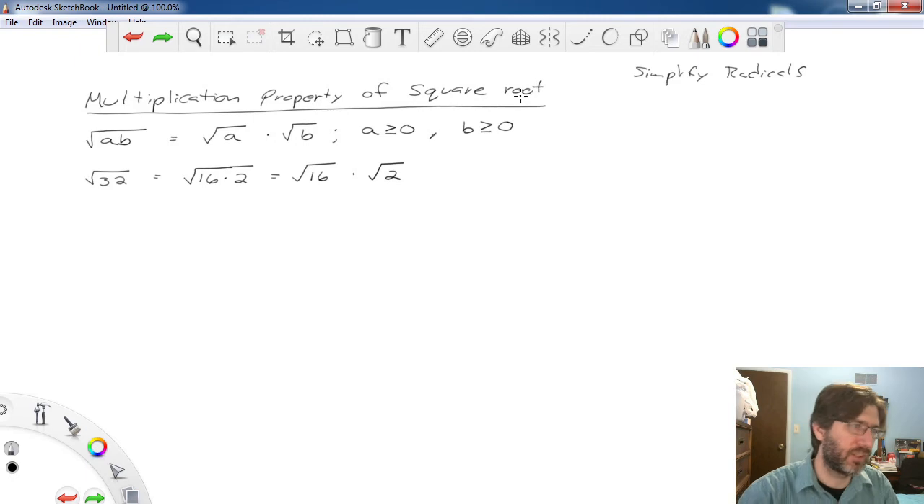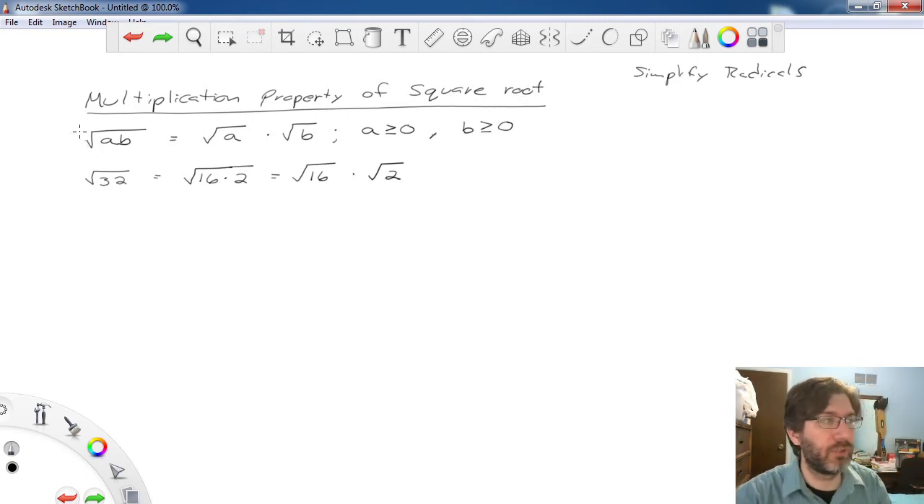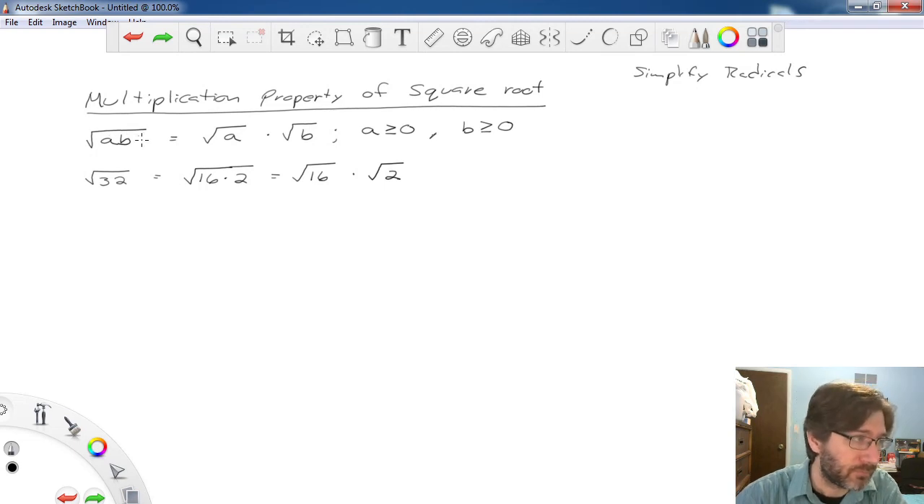If you paid attention last week, I told you briefly what this does. Basically, if you have the square root of a times b, and both a and b have to be greater than or equal to 0 because you can't do negative square roots, then the square root of a times b is equal to the square root of a times the square root of b. Again, that only works if a and b are both greater than or equal to 0.